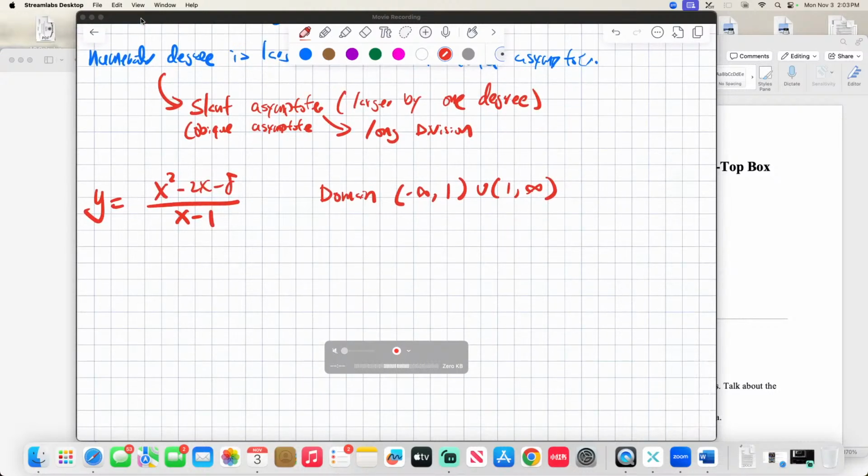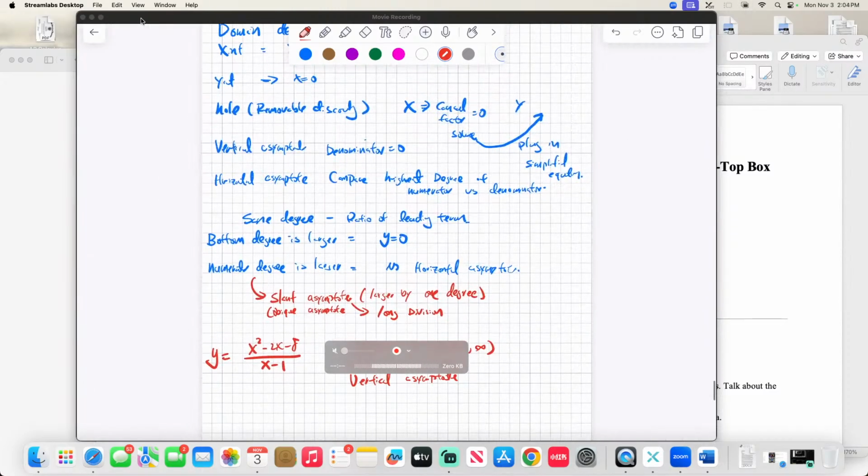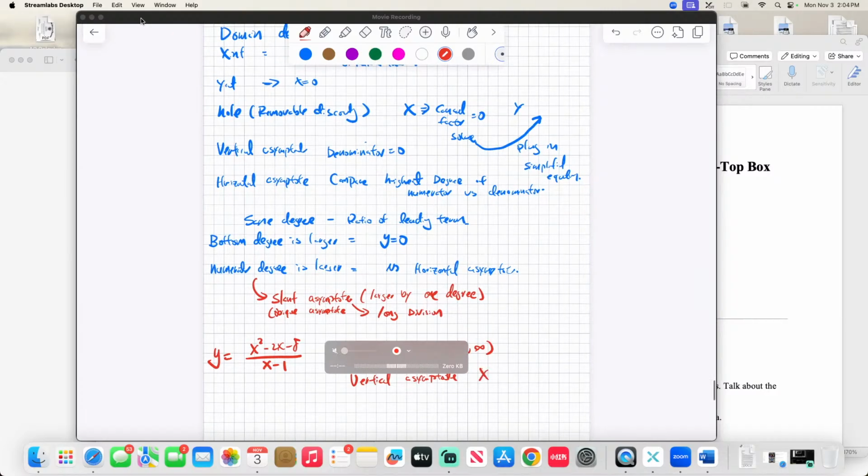All right, so the domain is going to be negative infinity to 1 and 1 to infinity. Do you have a vertical asymptote? What is the vertical asymptote here? x equals 1.